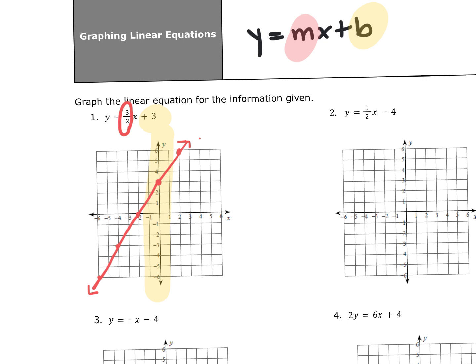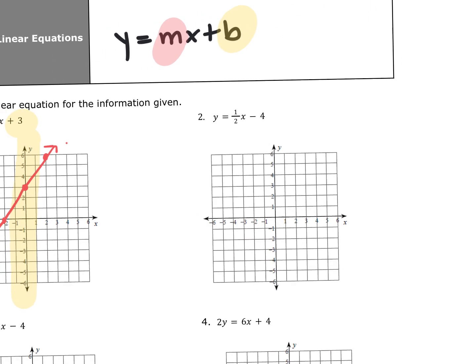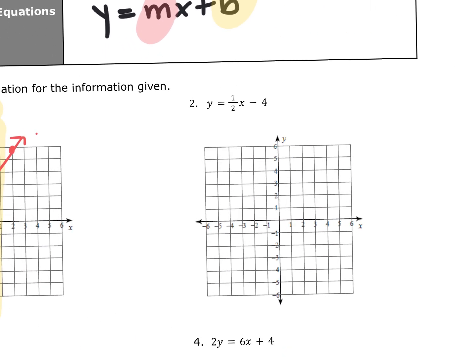Okay, so we just graphed that first one. Let's look at number 2. Number 2, we're going to start out the same, where we start out with that being our number we plot on here. Notice, because it's 1/2 x minus 4, that minus 4 is actually a negative 4. So we're going to put our first dot on negative 4.